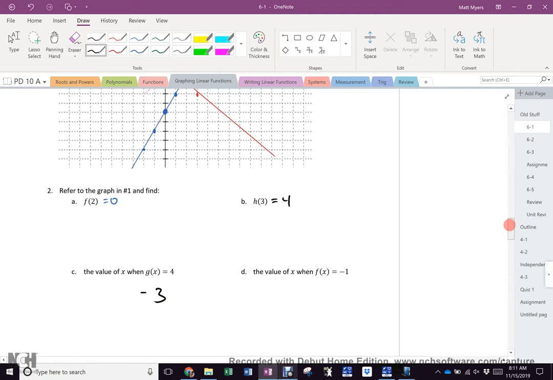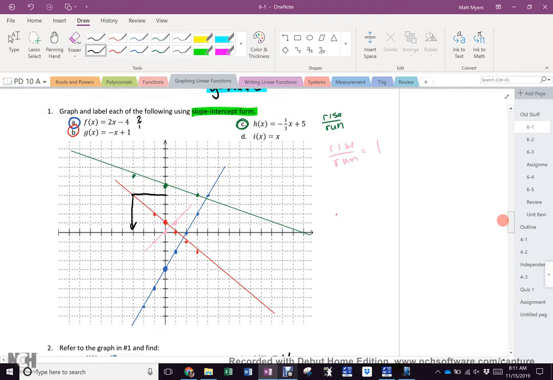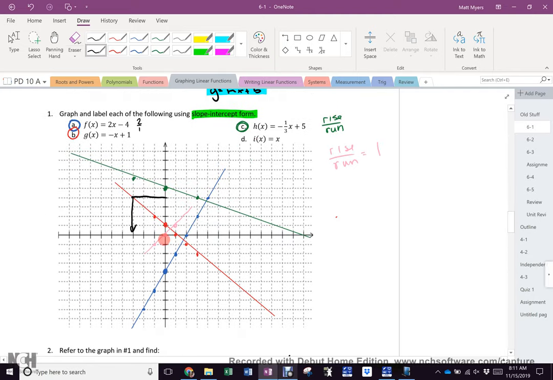And the value of X when F of X was negative 1, we go out. Ew, barf, it's in the middle. What is your best guess? 1.5, right?